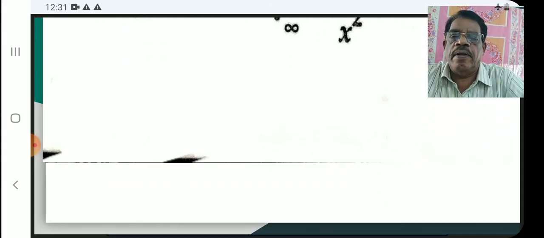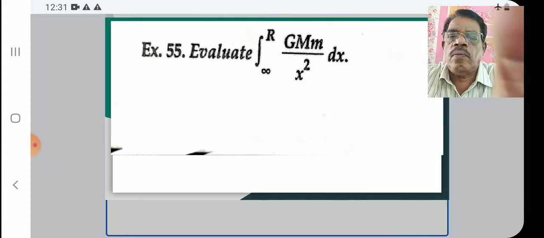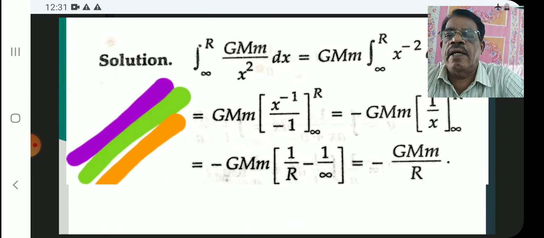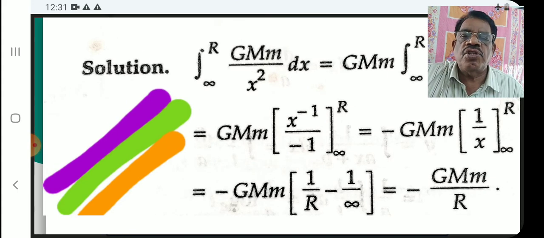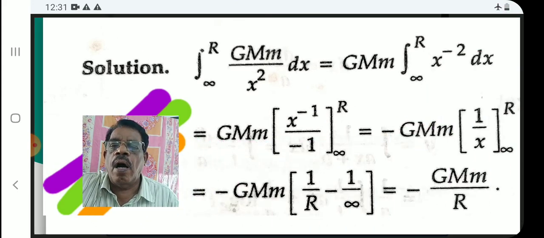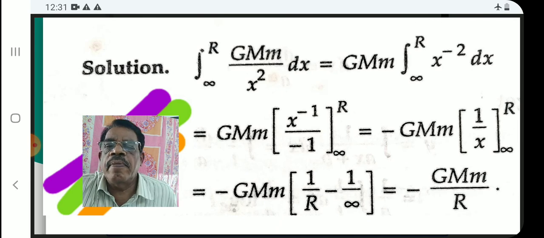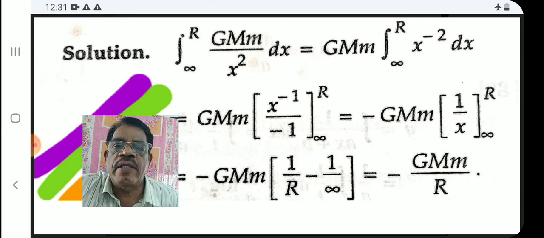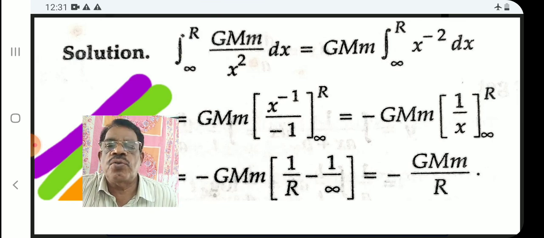The limits are given. The answer is integral infinity to r GMm by x square dx. GMm is a constant that is written in front of the integral sign. Integral infinity to r x raised to minus 2 dx. A square in the bottom, denominator we take to numerator. We get x raised to minus 2 dx.